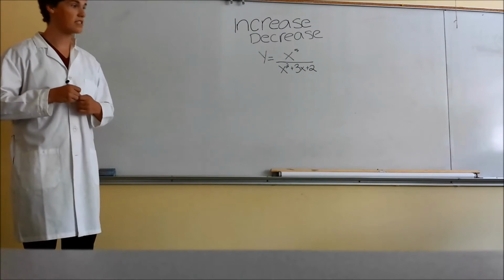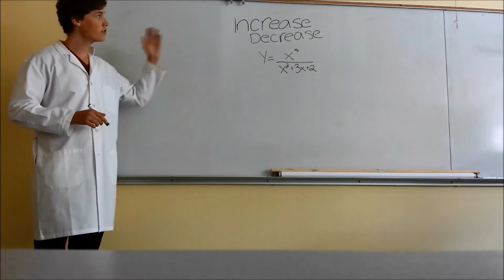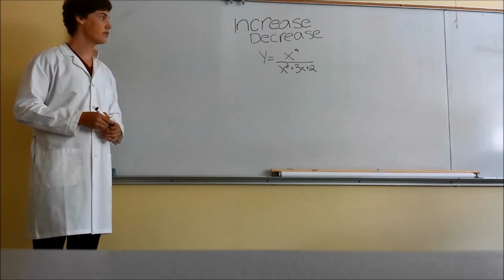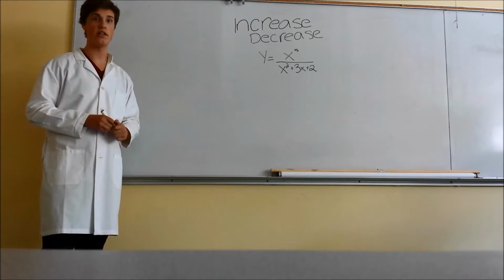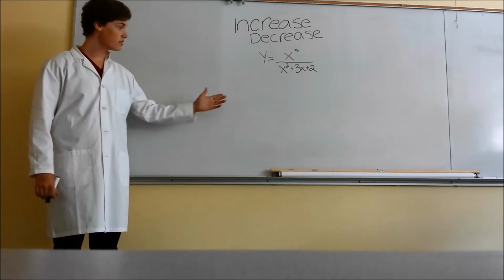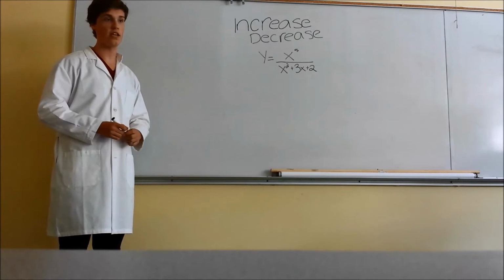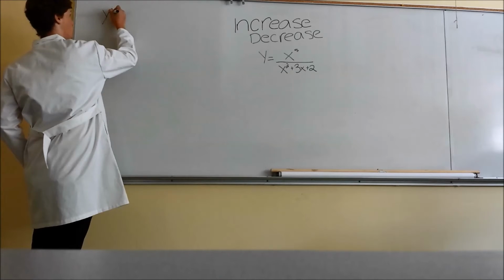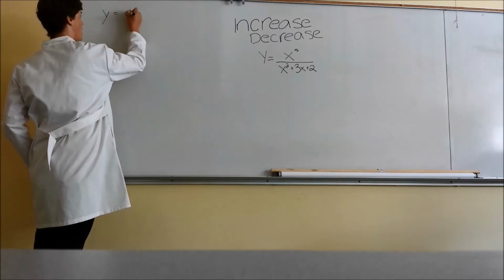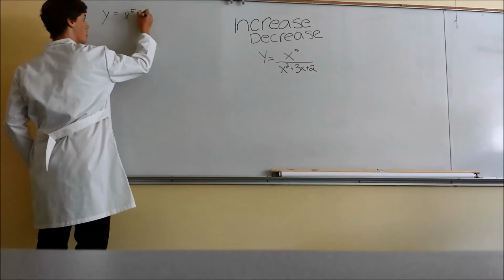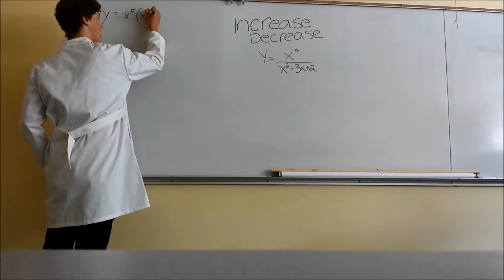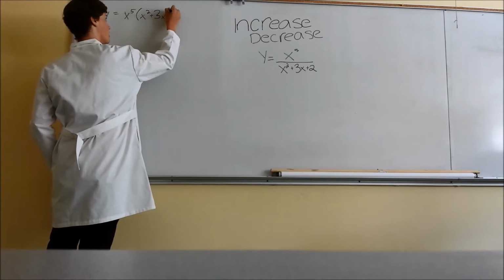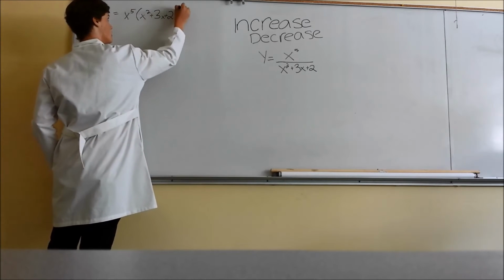So now that we've found our asymptotes, we're going to be checking for the intervals of increase and decrease on our graph. And to do that, we're going to need to take the derivative of our original function right here. If you need a review on derivatives, click right here and go to the review video. So, to start, we rewrite the function y equals x to the 5 times x squared plus 3x plus 2 to the negative 1.